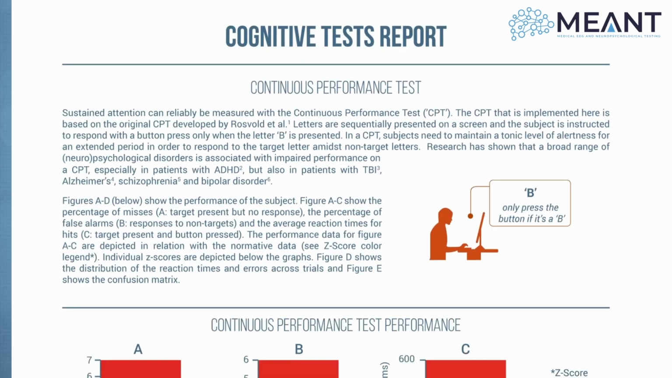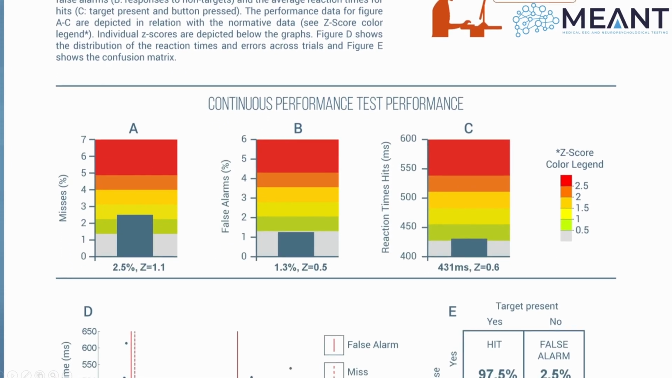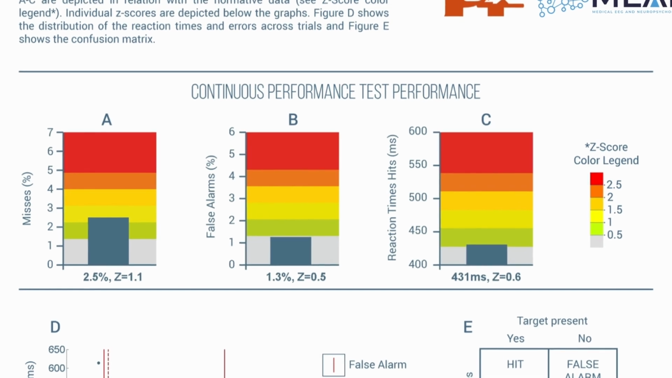Here is an example of what the results page of the CPT looks like. The top of the page contains general information about the CPT and how to interpret the graphs below. Let's look at the first row of bar graphs. From left to right, these contain the percentage of misses, or when the letter B was presented but no button press was given, the percentage of false alarms, or button presses to other letters, and the average reaction time for hits, or when a B was presented and a button was pressed.